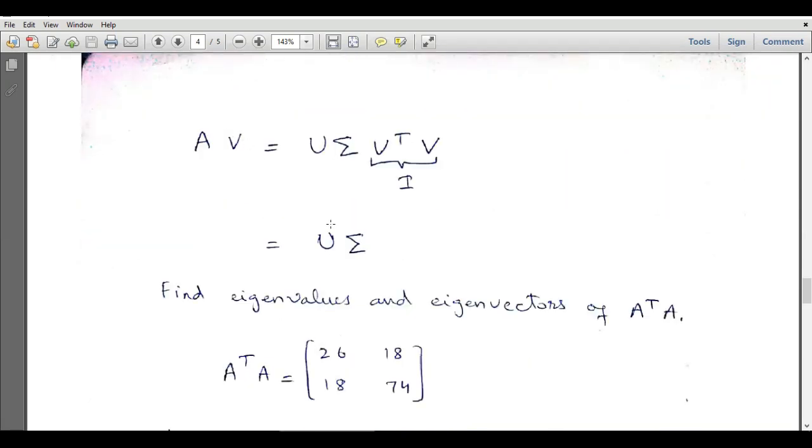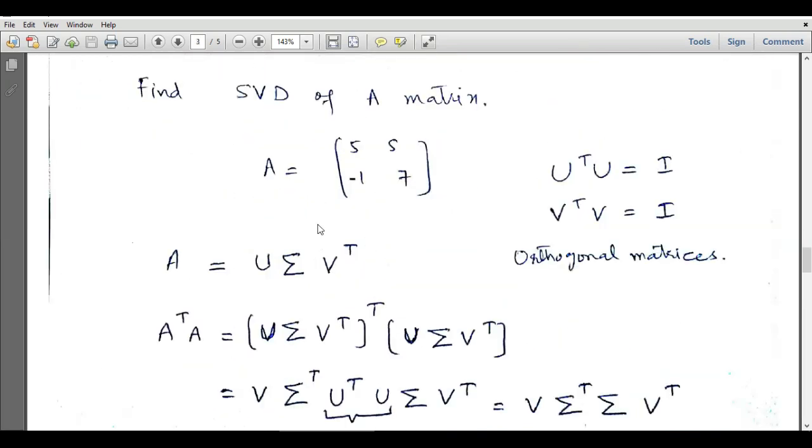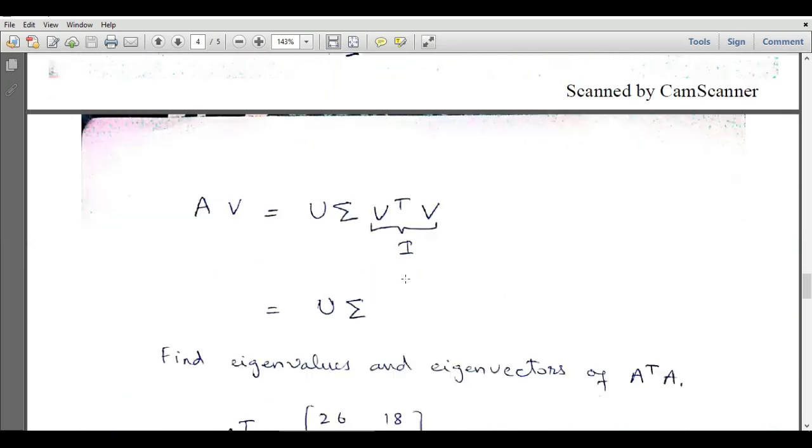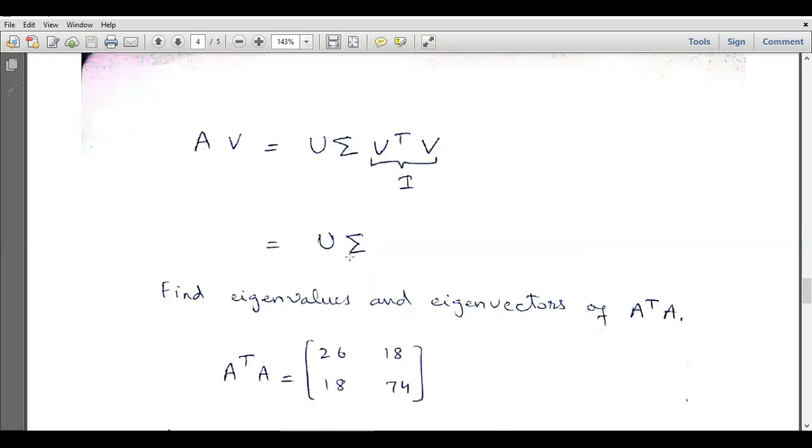So now we are left only with this U matrix. A matrix is given to us. We have evaluated this V matrix and this sigma matrix. So U matrix can be evaluated. Now let's solve this very simple example in which we are given this A matrix and we have to evaluate V matrix, sigma matrix, and U matrix step by step, and then we will get our answer.